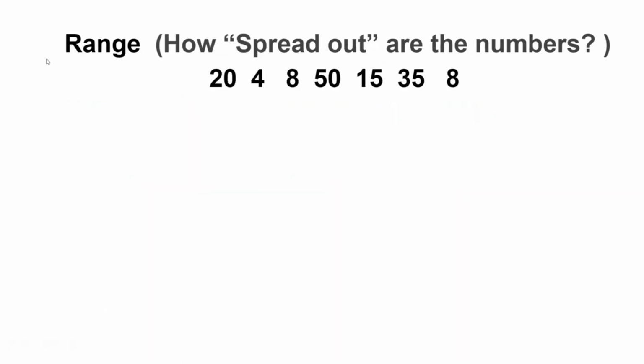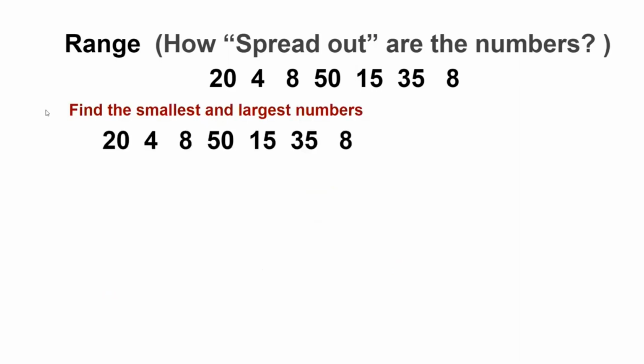Let's look at the last one. The range. How spread out are the numbers? Find the smallest and largest numbers. Scan your list. Look for the smallest number. We already identified that to be 4. Look for the largest number. That's 50.